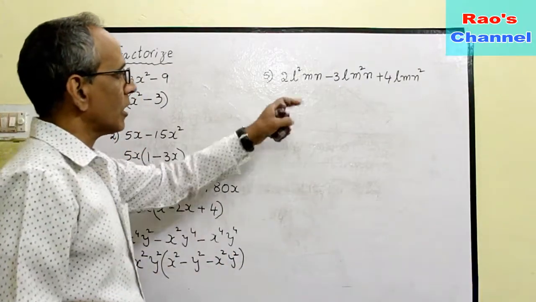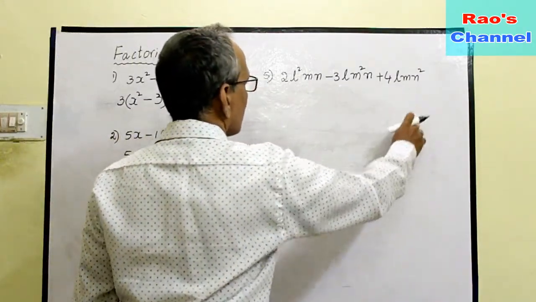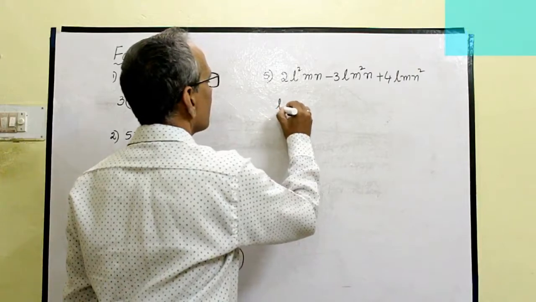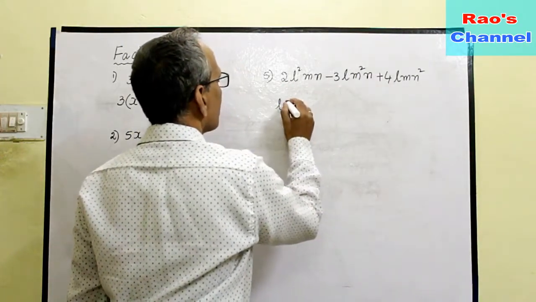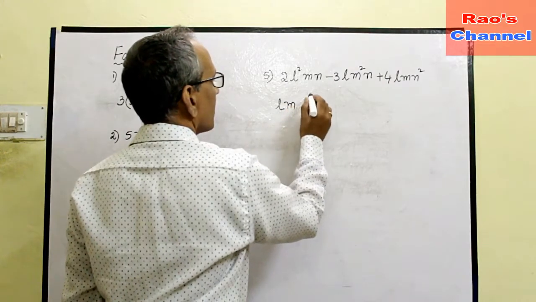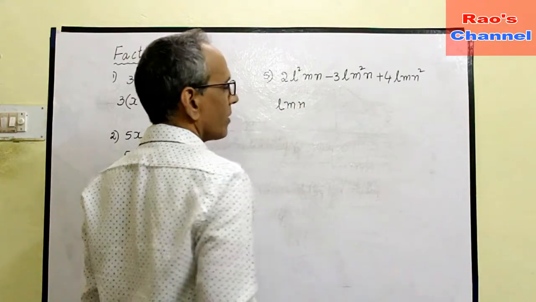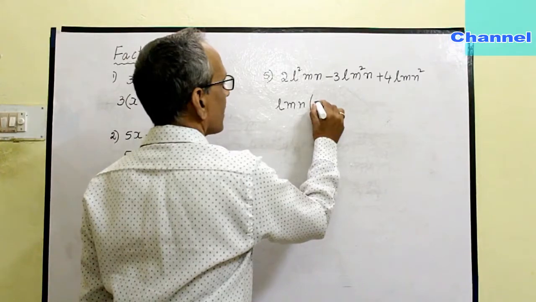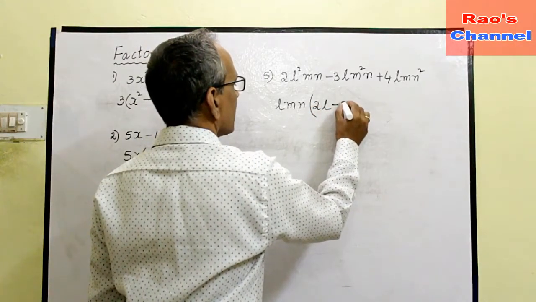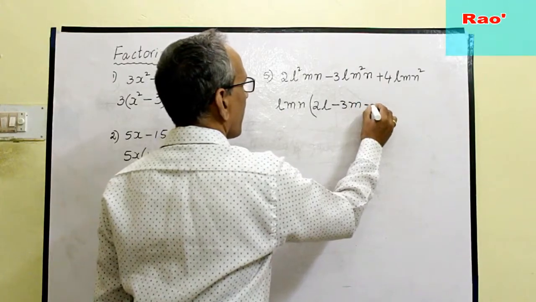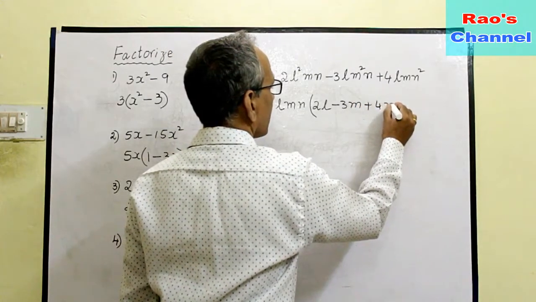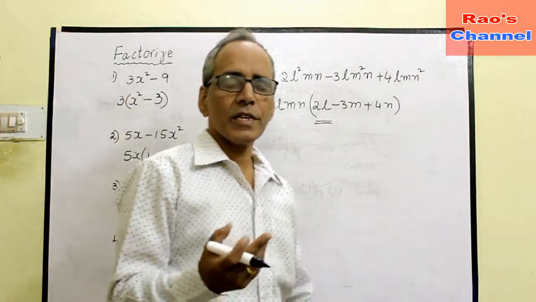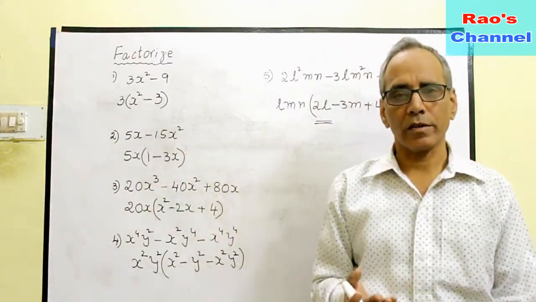Okay, let's come to the last question. For all the numerical coefficients, no common factor. Only variables have the common factor. We have L as the common factor. Of course, the least power of L is 1 and M power is also 1. N power is also 1. This is the least power of the variables. If I take L M N as the common factor of the first term, the rest of the factors are 2n. Clear? Minus 3m plus 4n. Okay. So by using the H.C.F concept, we can write the factors of any expression, binomial, trinomial, polynomial.